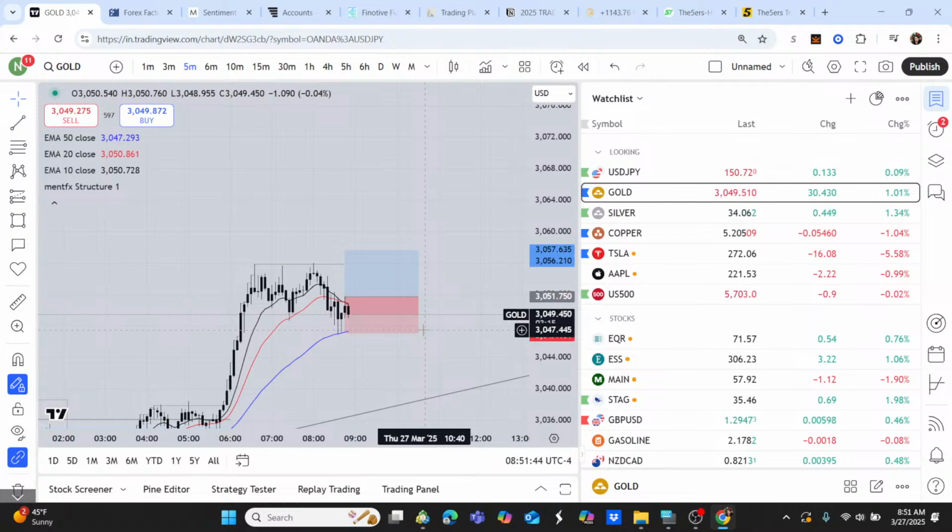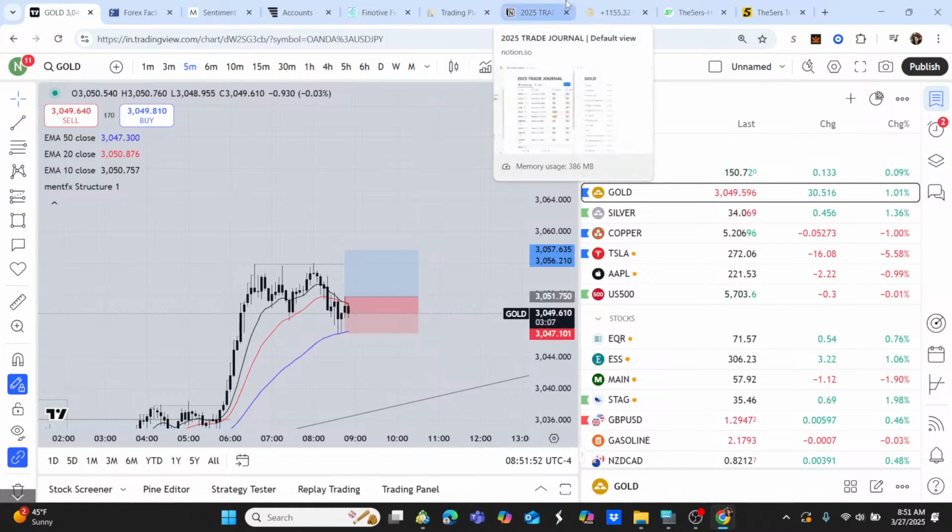30.51. So it's a buy stop. I'm trying to get in if we can get that move. I'm calculating the lot size on my phone so it can just be faster, especially since I have a lot of tabs open. I don't want my computer to freeze up.